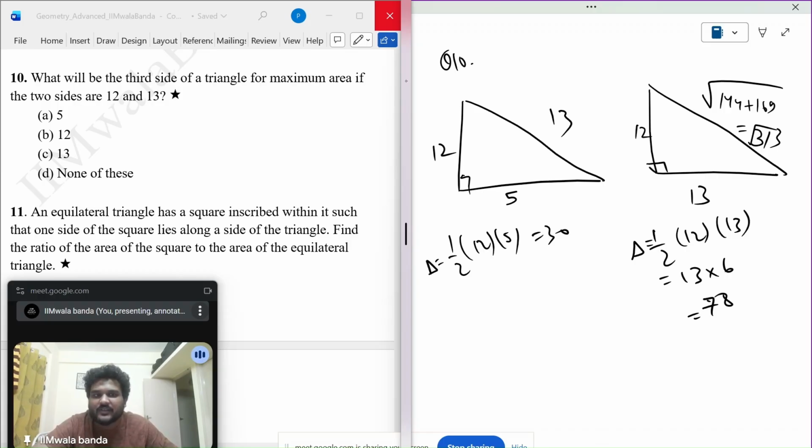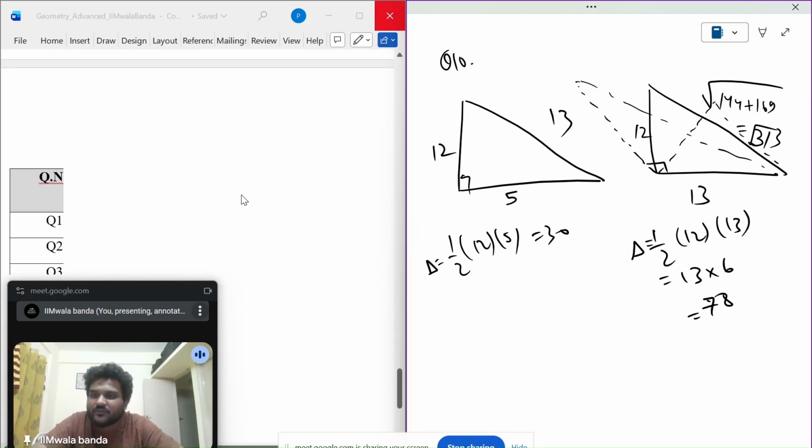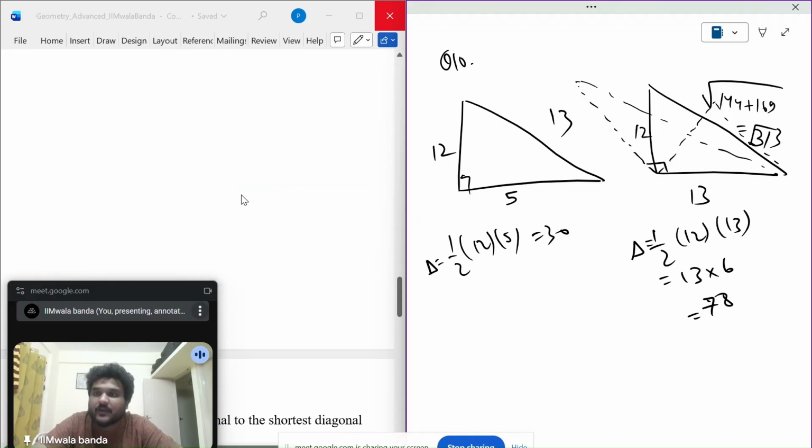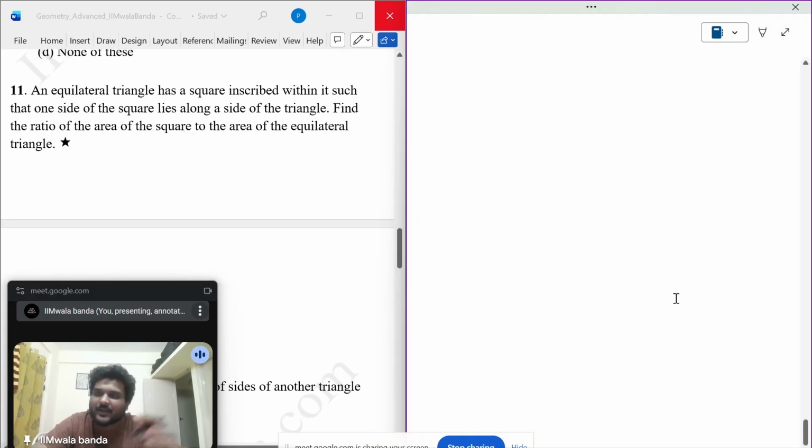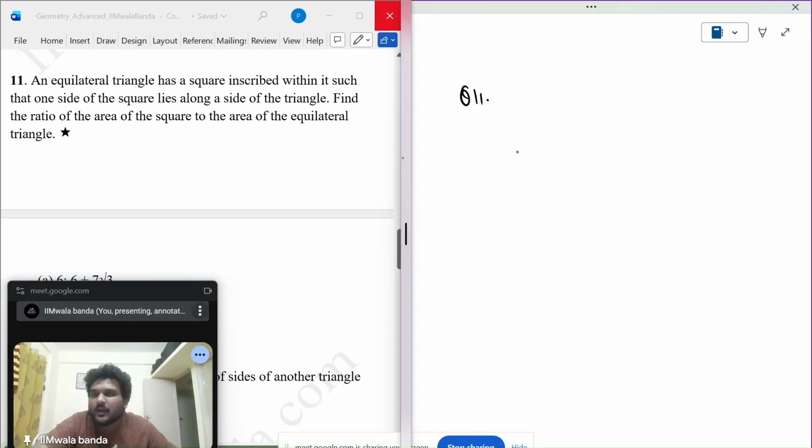If you increase this, again area will decrease, and if you do this, area will decrease. Area is maximum when it's a right angle triangle for sure. So answer should be option D, none of these. Very good question, but we will assume that it's a Pythagoras theorem, but not always. I mean, it's not a Pythagoras triplet.